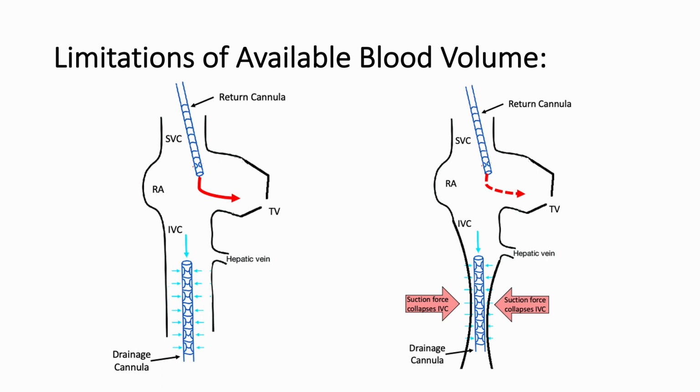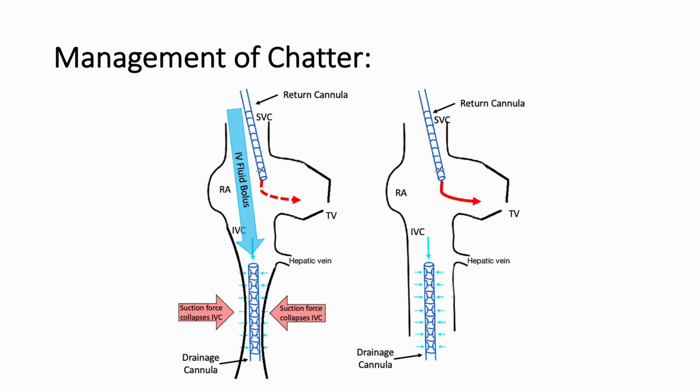An extreme version of chatter is something called a suck-down event, which occurs when the walls of the IVC occlude the holes of the drainage cannula, and the suction forces ongoing are such that they can keep the walls of the IVC up against the drainage cannula and hold it there, blocking flow entirely, resulting in the flow of the entire system stopping. This, of course, is dangerous as it can result in systemic hypoxemia and hypoxia. Possible management strategies for chatter include IV fluid boluses and reduction in pump speeds.